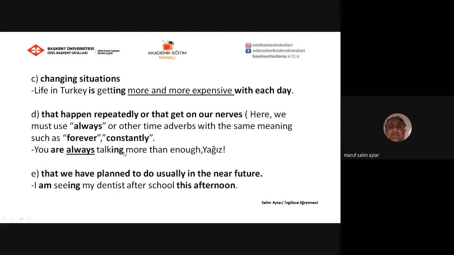We use it also to talk about the actions that we have planned to do, usually in the near future. Like, I'm seeing my dentist after school this afternoon. Here, we use a future adverbial.